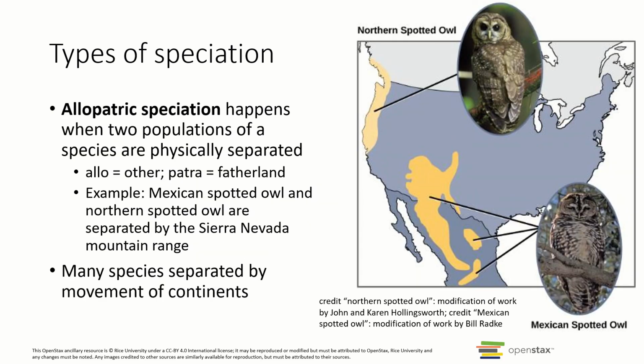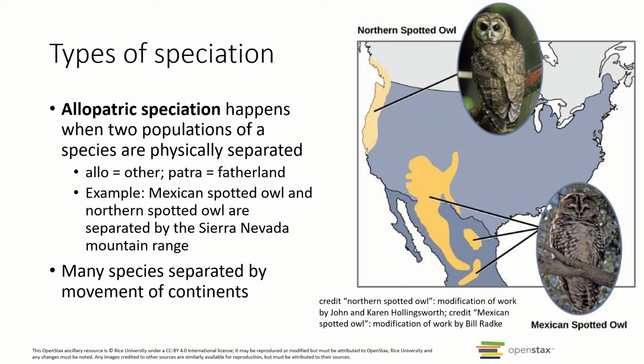Allopatric speciation definitely is the most common way that speciation happens, and that's where two things are separated physically. So patria means fatherland. So sympatria means in the same, allo meaning other, so other physical space. So here we have the Mexican spotted owl and the northern spotted owl, and you can see that their ranges shown in yellow there are really, really different. And there is the Sierra Nevada mountain range here separating the two of those. Now, it takes quite a while for a mountain range to be created. So this is a really, really slow separation.